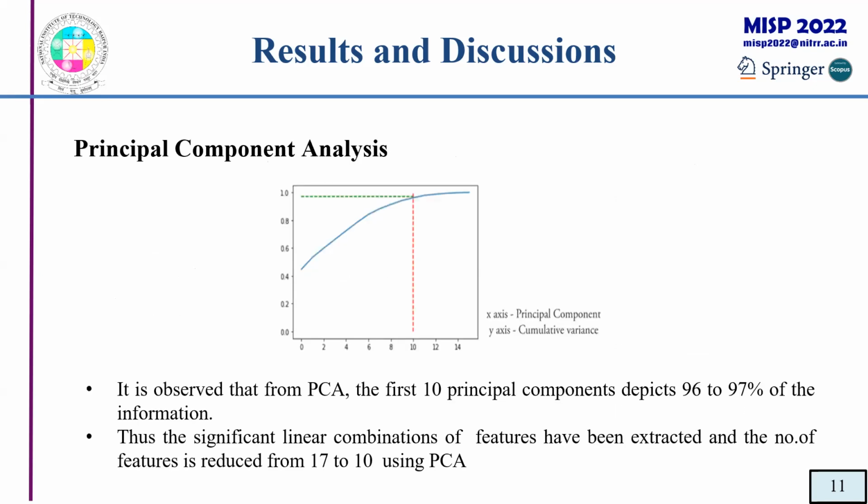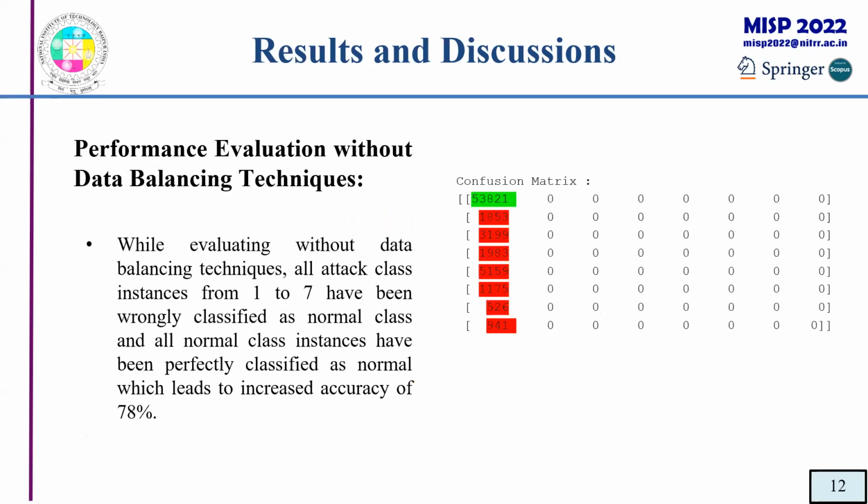This is the result of principal component analysis. From this, it is observed that with PCA, the first 10 principal components depict 96 to 97% of the information. Thus, the significant linear combinations of features have been extracted, and the number of features is reduced from 17 to 10 using PCA. This is the result of performance evaluation without data balancing techniques. While evaluating without data balancing techniques, all attack class instances from 1 to 7 have been wrongly classified as the normal class, and all normal class instances have been perfectly classified as normal, which leads to an increased accuracy of 78%.